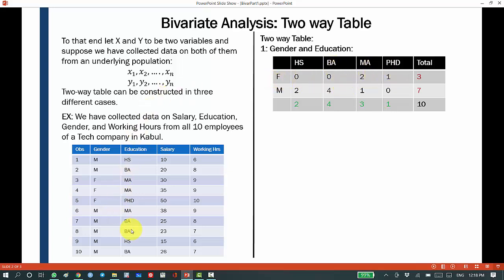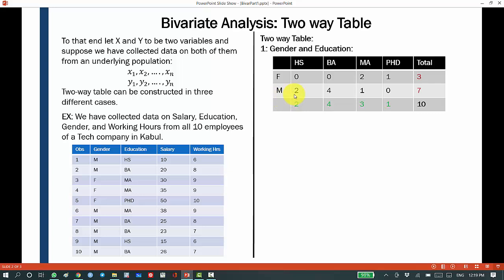Looking at the data in the table, we see that no female has high school, no female has a bachelor's, we have two females with master's, and one female with PhD. In total, we have three females. That is the total number of females we have.